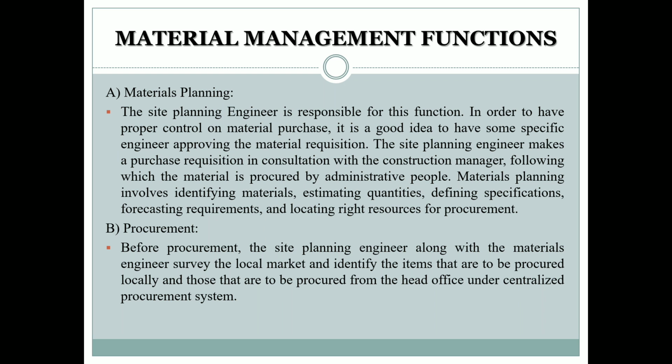procured by administrative people. Materials planning involves identifying materials, estimating quantities, defining specifications, forecasting requirements, and locating right resources from procurement. So this is the first and foremost function of the material management system. That is nothing but materials planning. For a particular project, which are all the materials I require, that is identifying the materials. Once it is identified, what is the quantity I require? For that quantity, I have to go for estimating the quantities. Once it is done, then defining the specifications. That is nothing but defining the quality standards required for the construction.